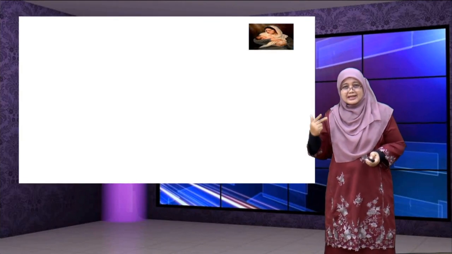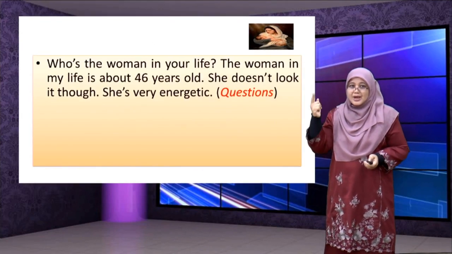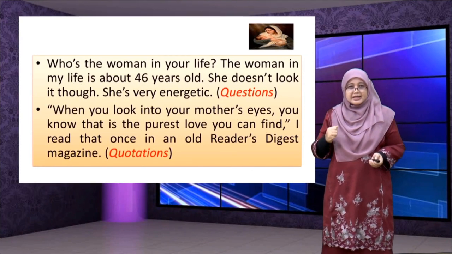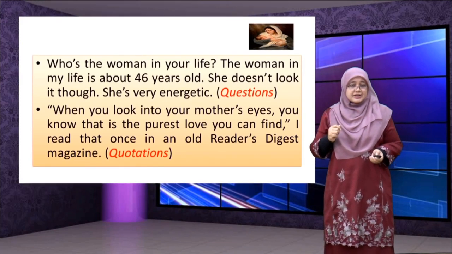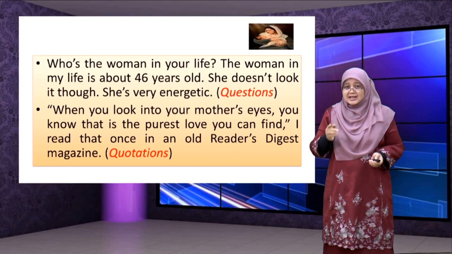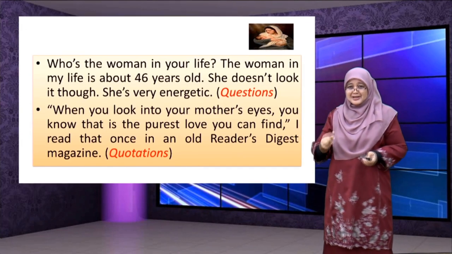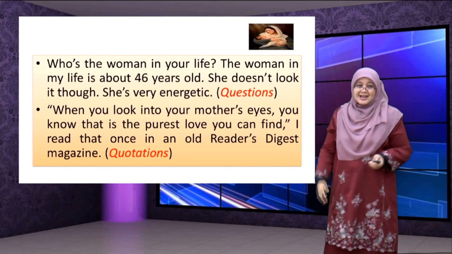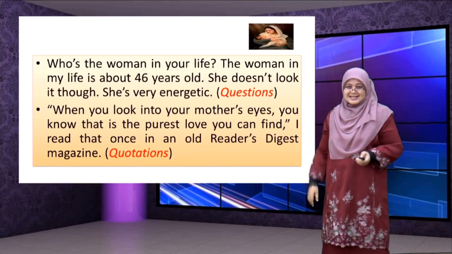Now we are going to look at the third grabber. The third grabber is questions. Who is the woman in your life? The woman in my life is about 46 years old. She doesn't look it though. She is very energetic. Remember, if you ask the questions to your reader, do not expect your reader to answer the question because this is writing papers, right? Okay, so you ask the question and you yourself need to answer the question.